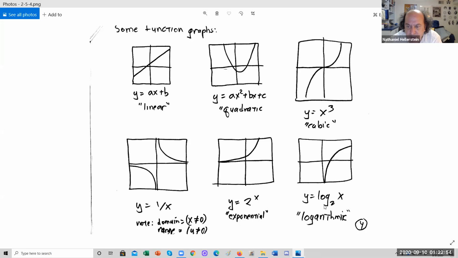This is the graph of log base 2 of x, the logarithmic function. Now these two graphs really look like each other if you flip them along the diagonal. This is for good reason. These are what are called inverse functions. They undo each other. Now this, in contrast to this, its domain is only positive x, but its range is all y.